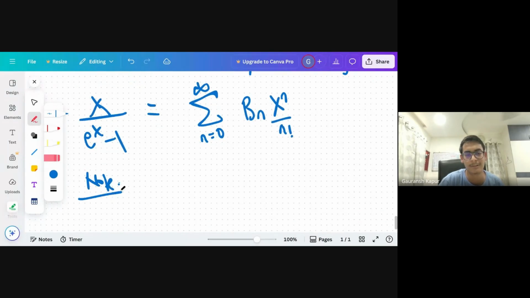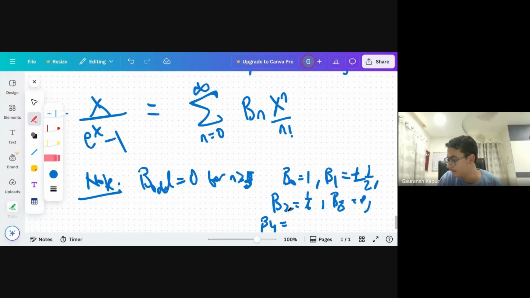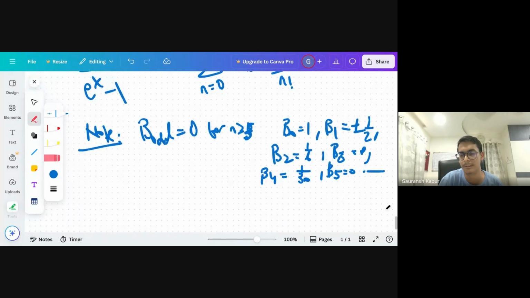And just as a side note, odd subscript Bernoulli numbers are 0 for indices greater than or equal to 3. B0 is 1, I think. B1 depends on convention, plus or minus half. B2 is 1/6. B3 is 0. B4 is 1/30, I think. B5 is 0, and so on. So this Bernoulli number sequence is a very interesting sequence. It has lots of applications in several areas. Like there are some interesting identities in combinatorics and graph theory and other areas which involve Bernoulli numbers in them.